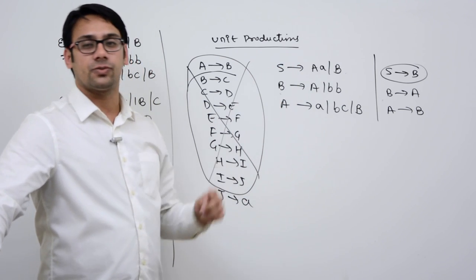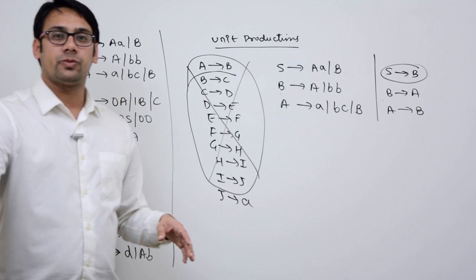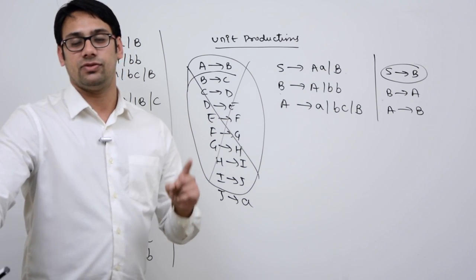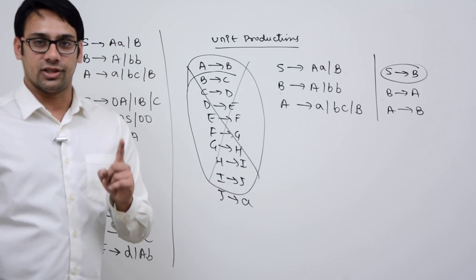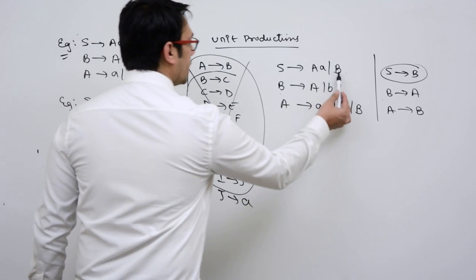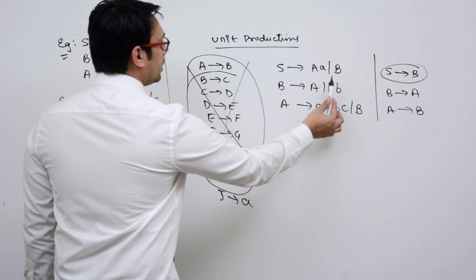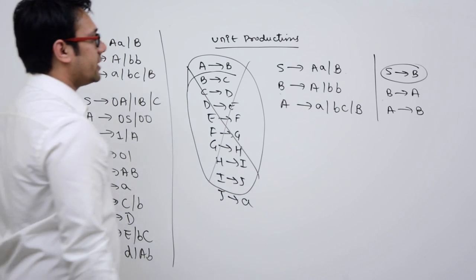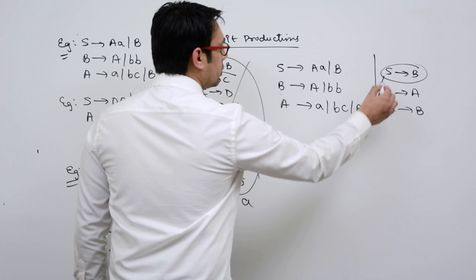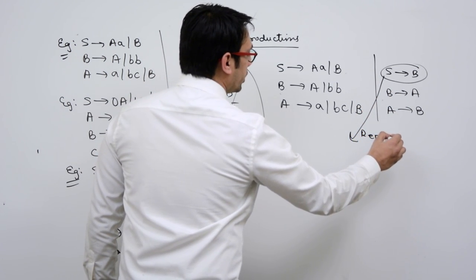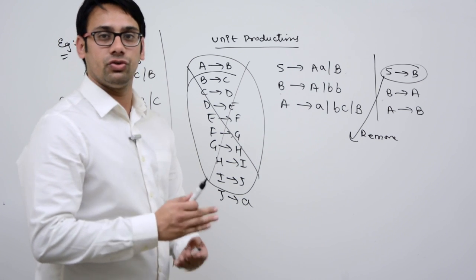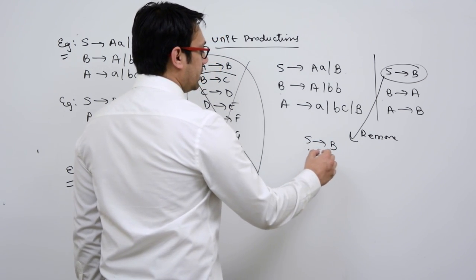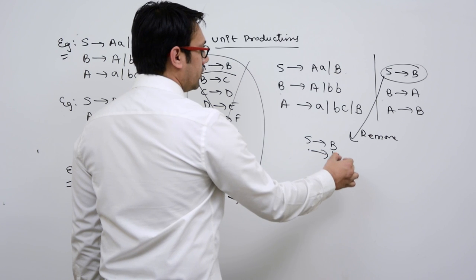So obviously, if you are going to remove these productions, you have to identify what strings you will not be able to generate after removing them. For example, here we have S derives B. If you remove S derives B, then with B you would have been able to generate BB and A. So let us identify what things you will miss. We know that S derives B and B derives BB, so you will not be able to generate BB.